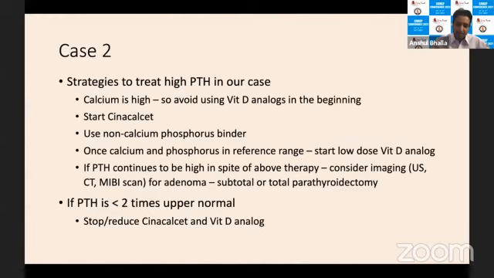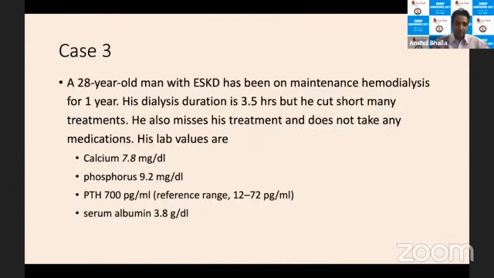But if PTH remains persistently high in spite of this, then we worry about adenoma. So we can do imaging, ultrasound, CT, or a scan, and then refer for subtotal or total parathyroidectomy if that is what is indicated. But if PTH becomes too low, especially if it's less than 2 times upper normal, then we should reduce the cinacalcet and reduce the vitamin D dose, so that we are not overly suppressing the PTH.